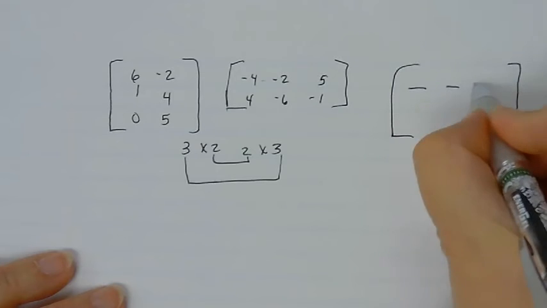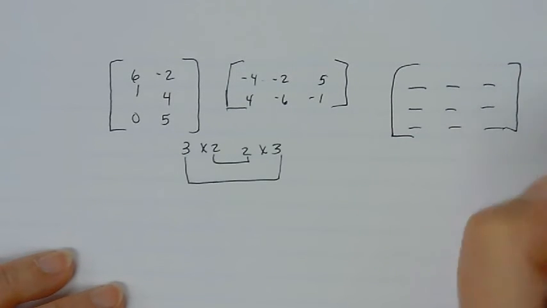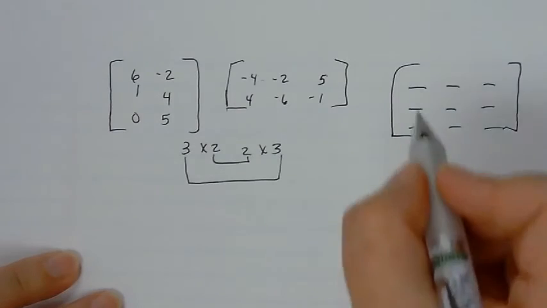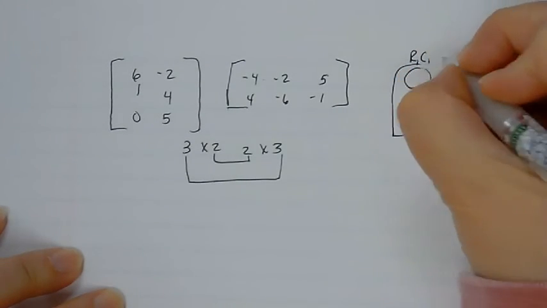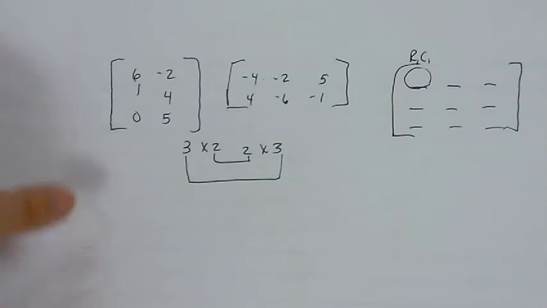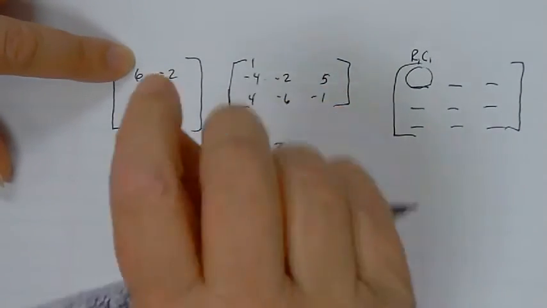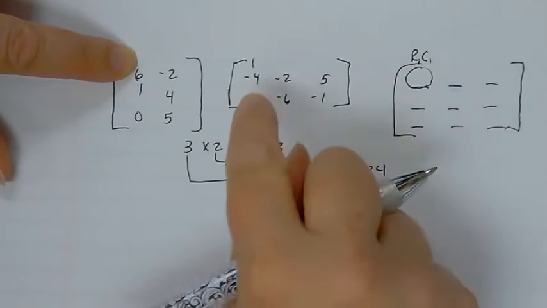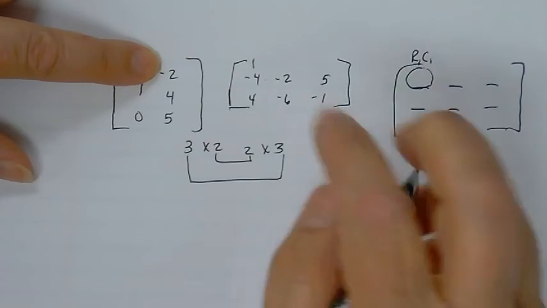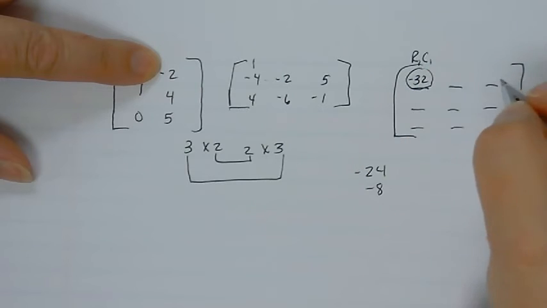So I'm going to have a 3 by a 3. So I want to look at each spot. I'm going to start with this spot. This spot is row 1, column 1. So I'm going to use row 1 of the first and column 1. So 6 times negative 4 is negative 24. And negative 2 times 4 is negative 8. So in that spot, I'm going to put a negative 32.